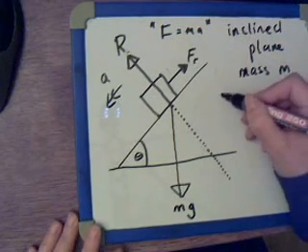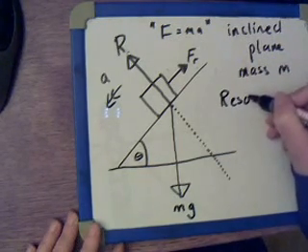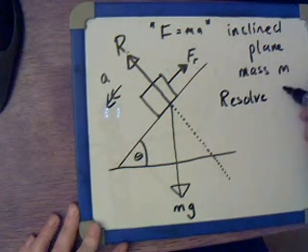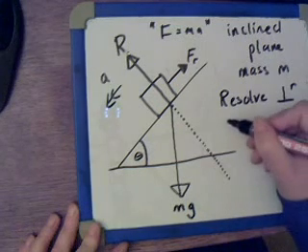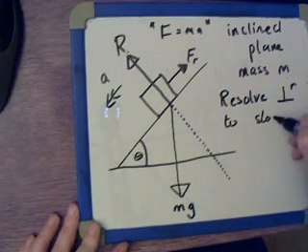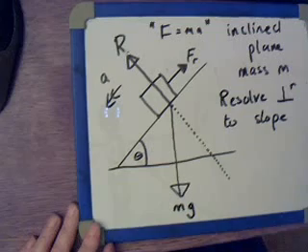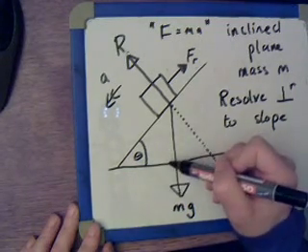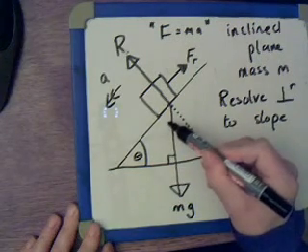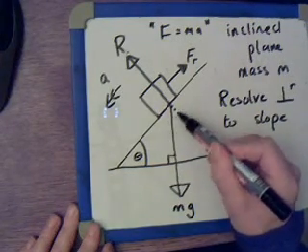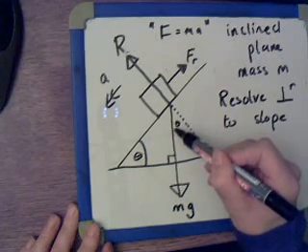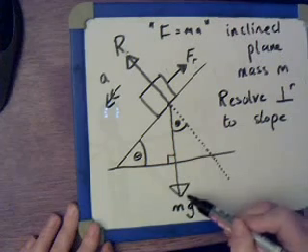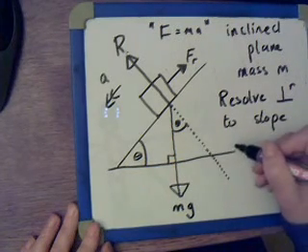First of all, we're going to resolve perpendicular to the slope, at 90 degrees to the slope. And so let's have a look. If that angle there is theta, that's 90 degrees, therefore that's 90 minus theta, that's also 90 degrees, so this angle here must be theta. So we'll resolve along there, so mg times cos of theta.